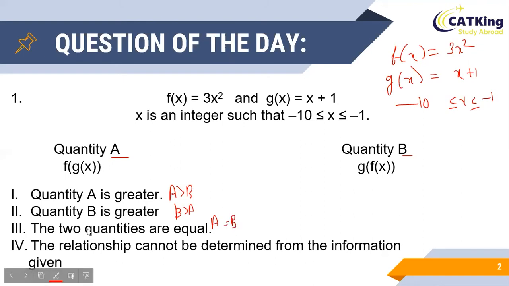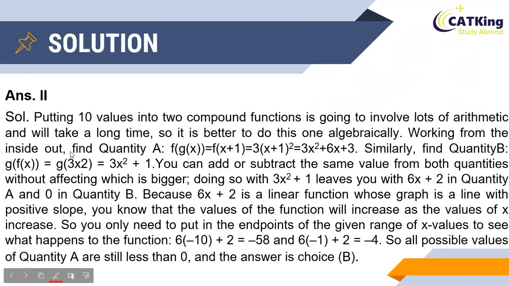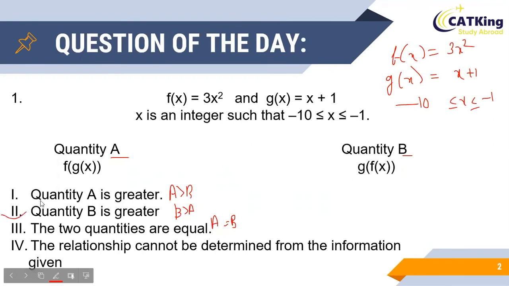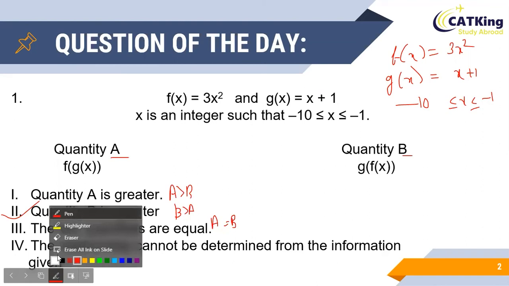Before we move on, I would request all of you to pause this video and try to solve this question on your own. In case you couldn't do it, do not lose hope since I am here to help you out. Before we move on to the detailed solution, let us take a quick glance at the correct answer. As you can see, the correct answer is option 2, that is, quantity B is greater. Now let us see how we arrived at this particular answer.